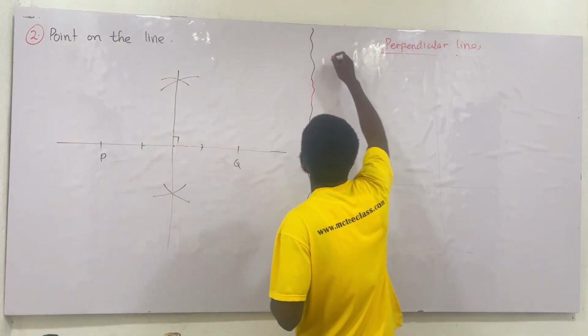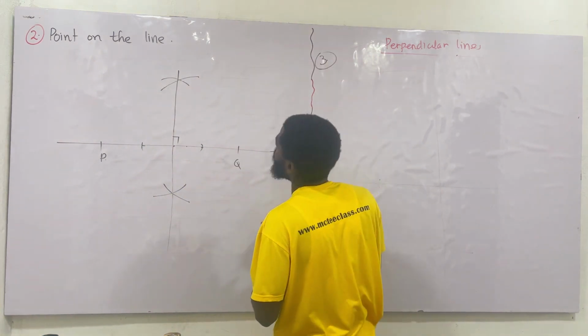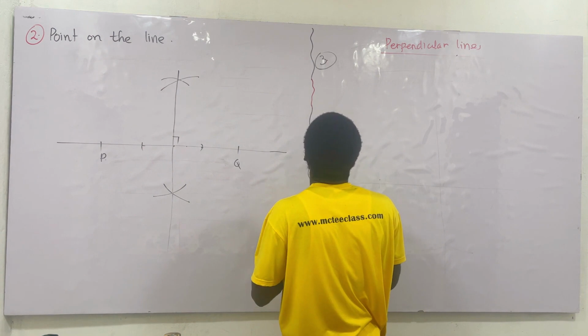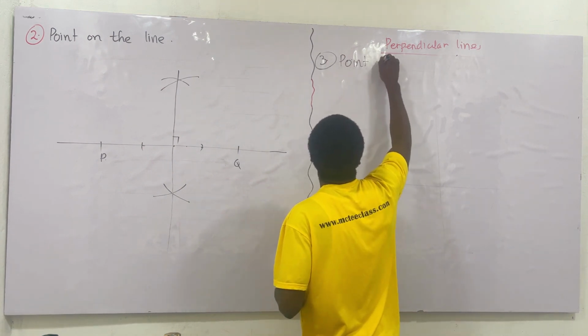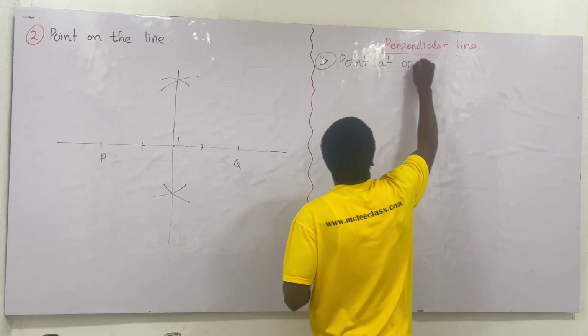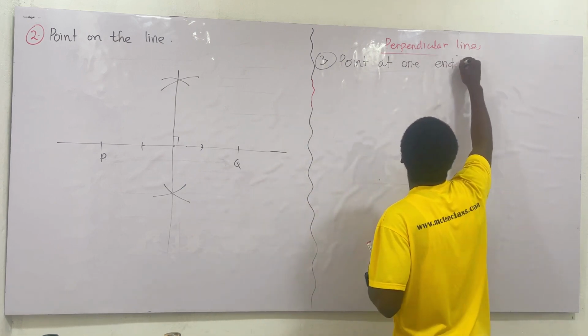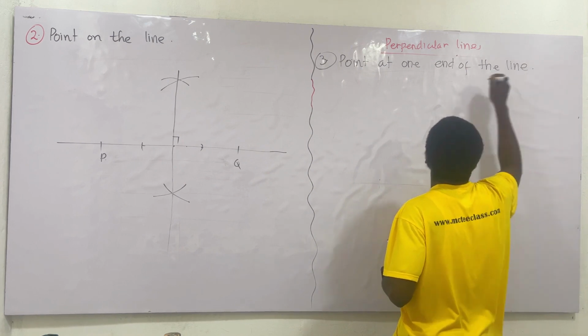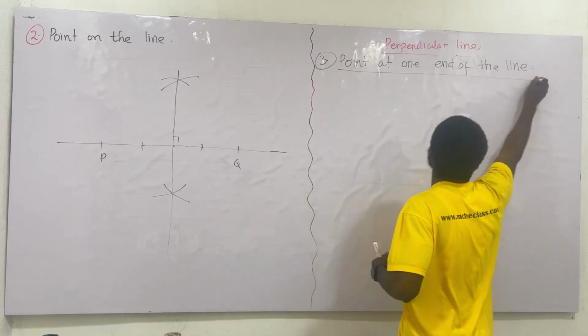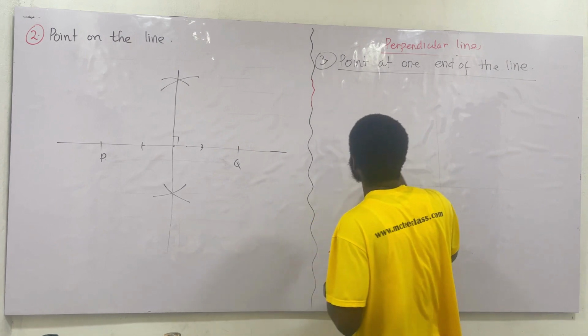So this time I'm doing perpendicular. This is the third one. The third one, the point at one end of the line. The point at one end of the line. So what do I mean by that?